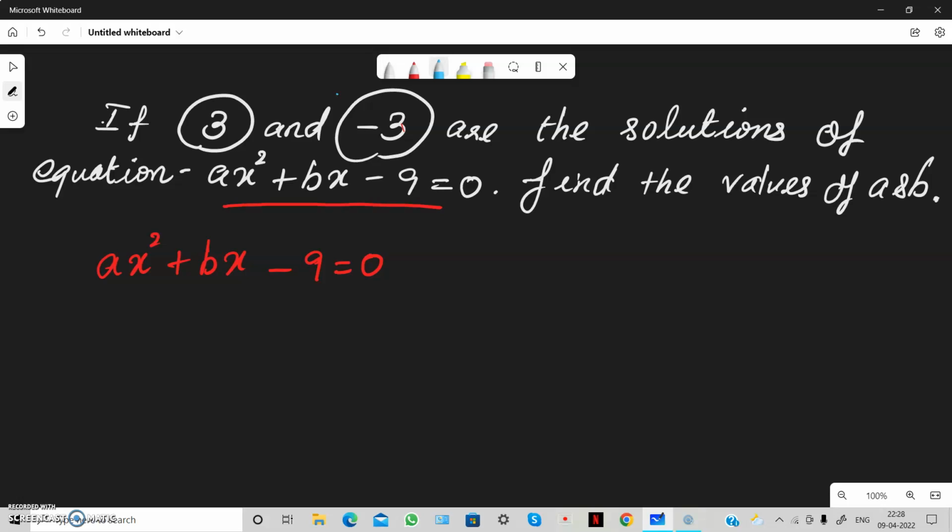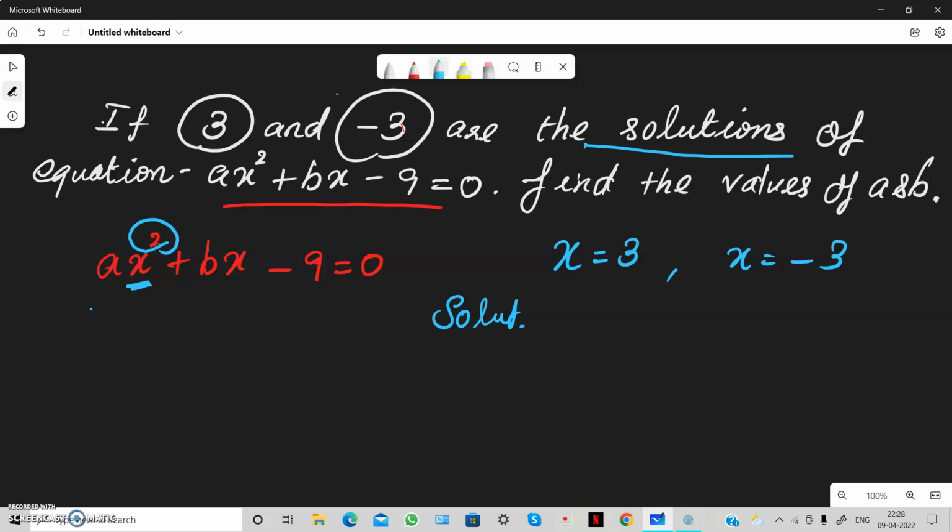What do you mean by that, students? These are solutions. So you can write x is equal to 3, then x is equal to -3, because these are the solutions. They can be the values of x, right? These are the only two solutions. What do you mean by solutions? Solutions means they definitely satisfy the given equation, right?